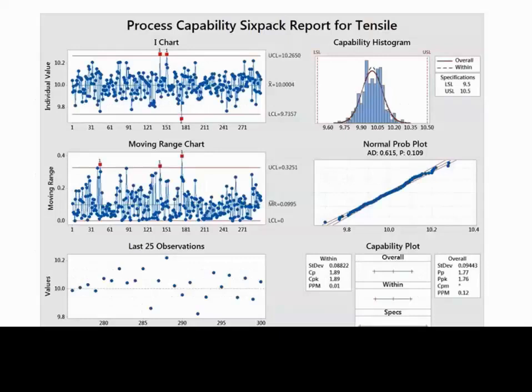Of course, part of that is then assessing, once we're stable, that we have a proper capability, but at that point forward, monitor the process performance over time.